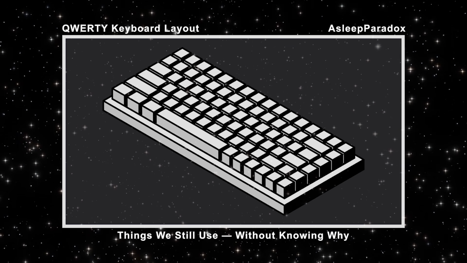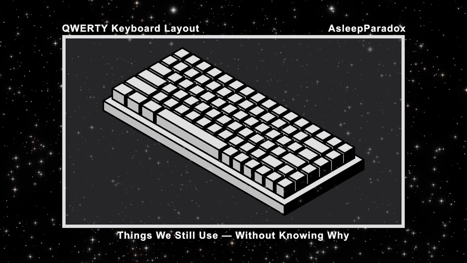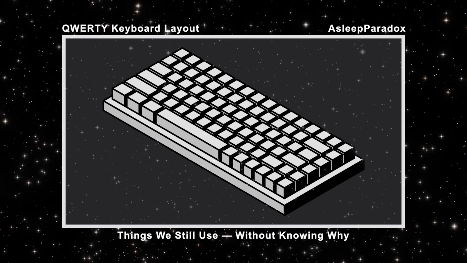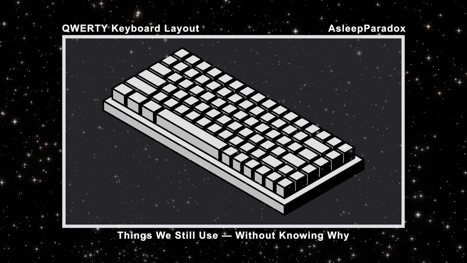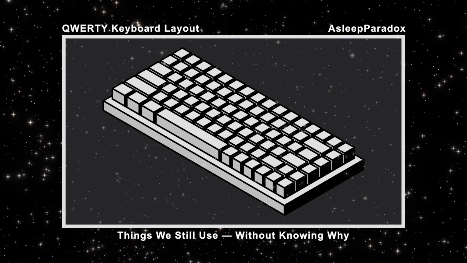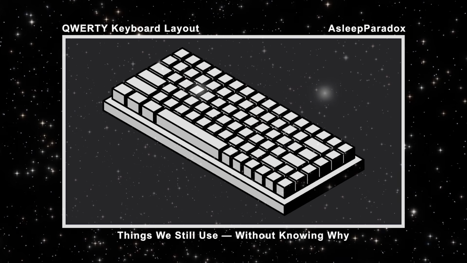It demonstrates how technological ecosystems stabilize around early compromises. What begins as a workaround for mechanical fragility evolves into a cultural norm. Over time, users forget the origin and assume inevitability. The keyboard becomes invisible, perceived as a natural interface rather than a historical artifact.